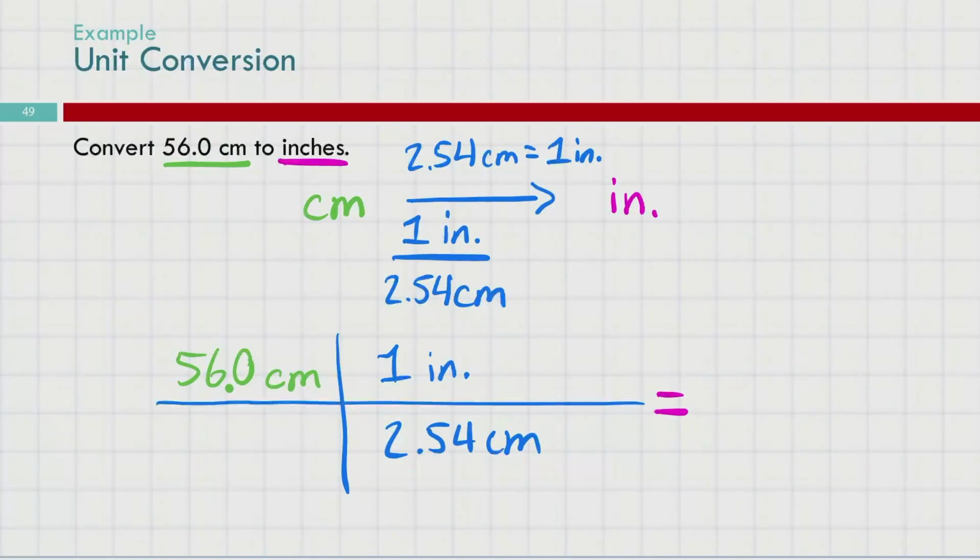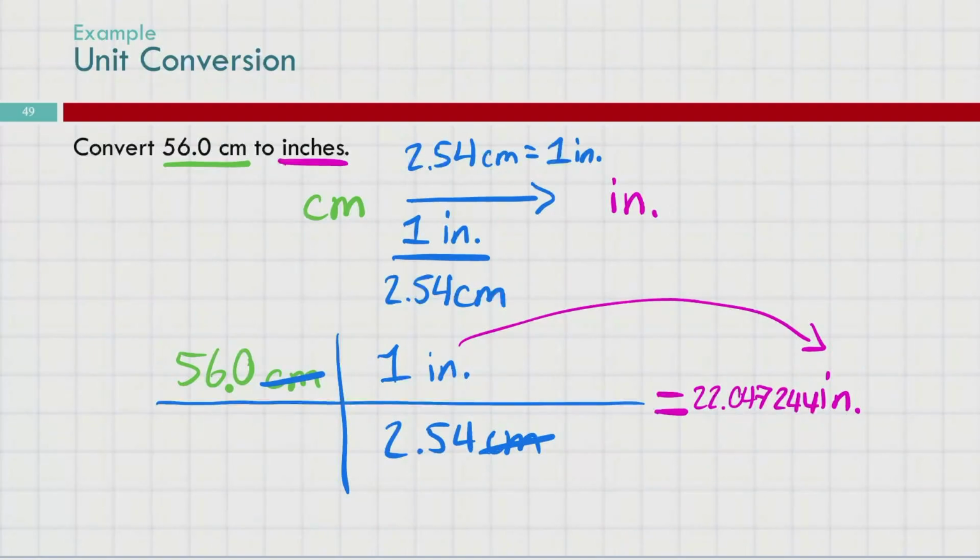So we've got our centimeters from 56.0 centimeters on the top. We've got our centimeters from 2.54 centimeters on the bottom. We've got one on top, one on bottom. Those are going to cancel out. So our centimeters cancel. The only unit that's left is inches. So we can carry the inches over to the end. And then into our calculator we plug 56 divided by 2.54. Calculator says 22.047244 inches.